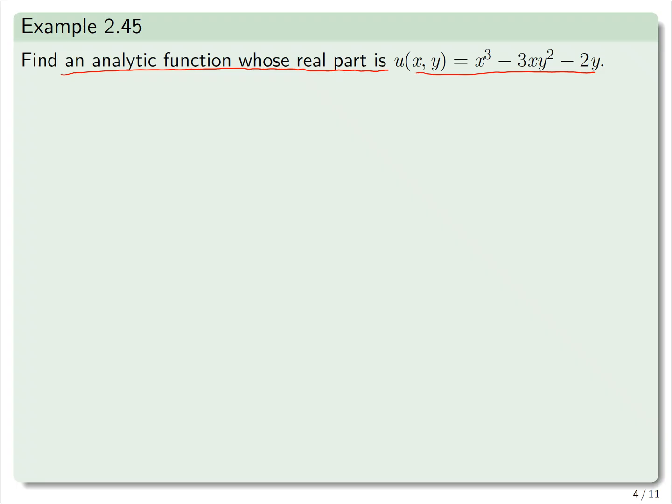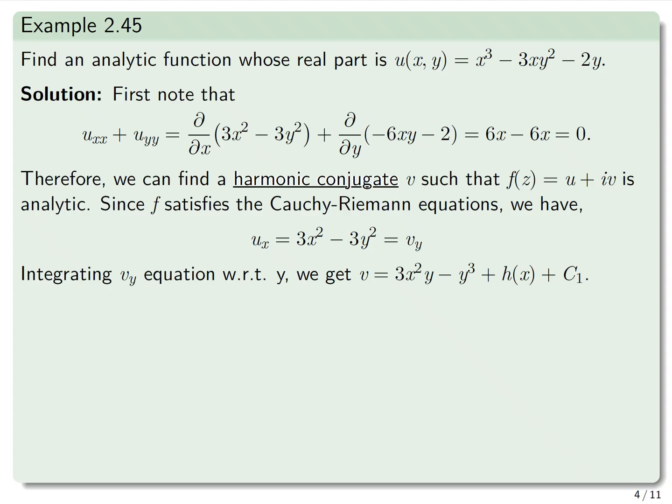squared minus 2y. So first we're going to check whether this function u is harmonic, because if it is not, then there is no analytic function, so you don't want to waste your time. So we check whether that's the case. For that, we take the second partial derivative with respect to x, plus the second partial derivative with respect to y. So we first take the first x derivative and take one more, plus we take the first y derivative and take one more y.